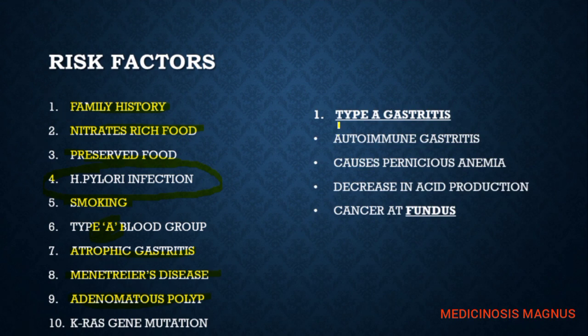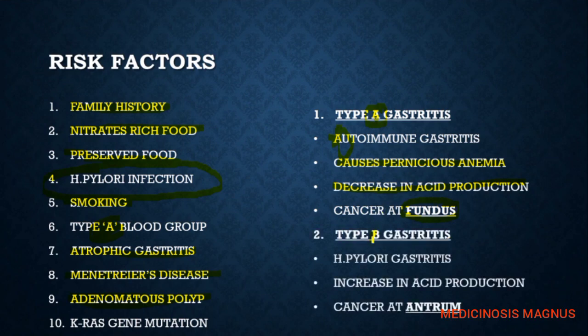Now type A gastritis. Basically there are type A gastritis and type B gastritis. What is type A gastritis? It is autoimmune gastritis. It is autoimmunity against parietal cells that produce stomach acid. So there is a decrease in acid production. This autoimmunity is also against intrinsic factor that is required for vitamin B12 absorption. So when intrinsic factor is affected, that can cause pernicious anemia. These cancers mostly occur at the fundus, that is the topmost bulging part.